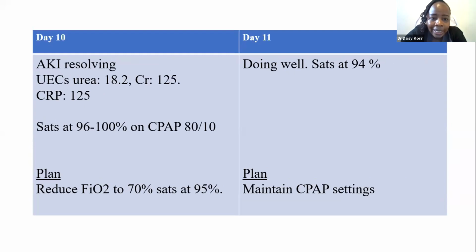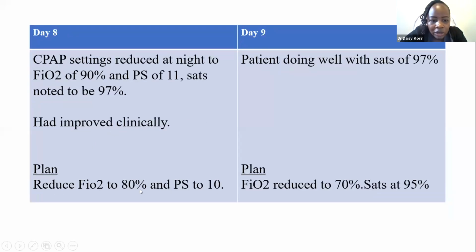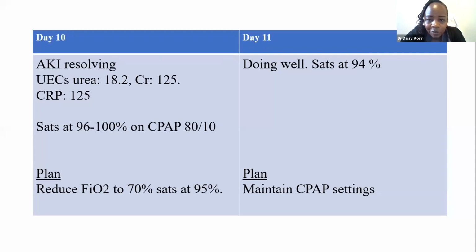On day 10, the AKI was still resolving. We had creatinines of now 125 down from the 178, and CRP had also come down from 299 to 125. His saturations were now at 96, 100 on CPAP with an FiO2 of 80. So the FiO2 was reduced again, 70, and he still saturated at around 95.